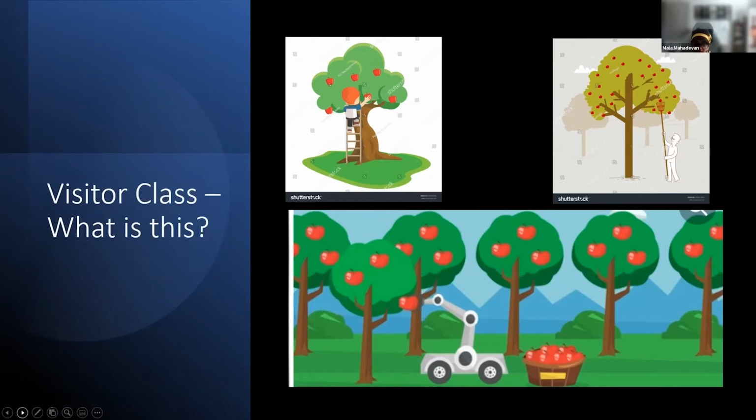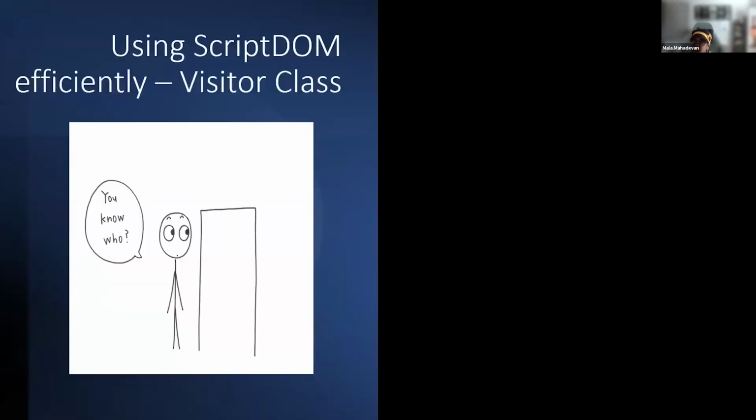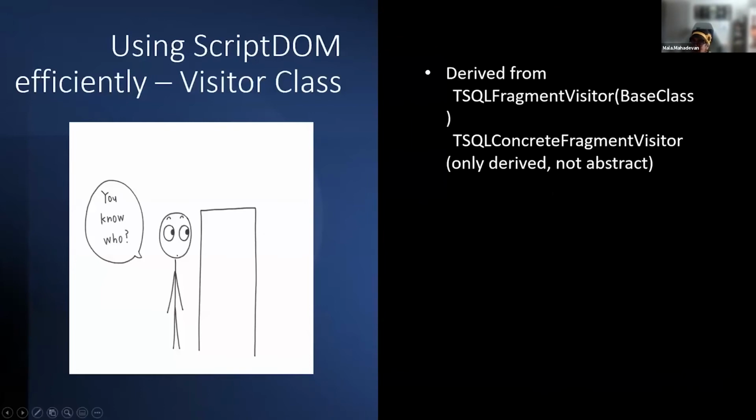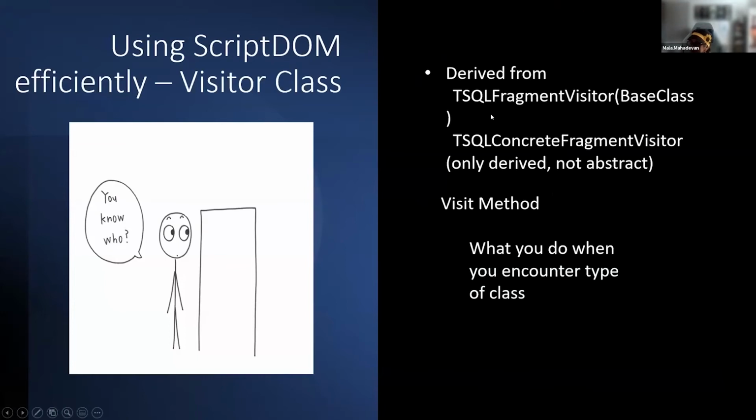So the next thing, using ScriptDOM efficiently, is called a visitor class. Essentially, it is derived from this basic base class called the TSqlFragmentVisitor. And this has what is called a visit method, which defines what you do when you encounter a certain type of class. Now, this might sound a little bit hard to understand, so I'll show you how this works.